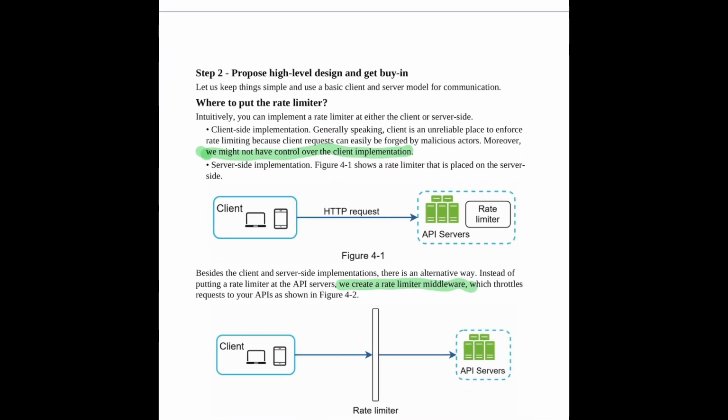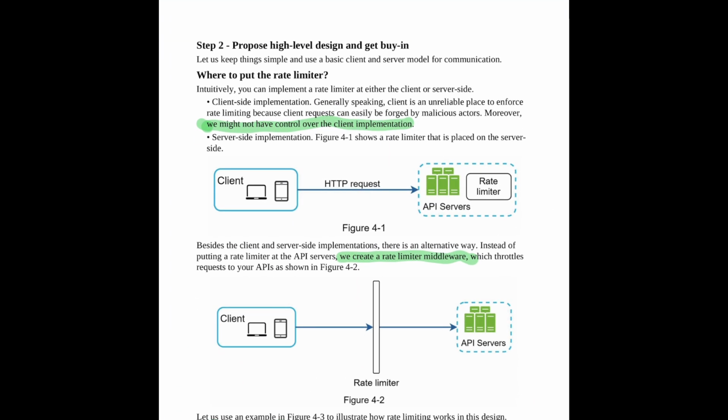आगे चलते हैं. So as I just discussed, where to put the rate limiter is a very major question here. So that's your client and that's your server. What we prefer is that we put the rate limiter on the server side. Why? Because we may not have the control over client implementation. Since we have the control over the server side, it's preferable to put the rate limiter on the server.